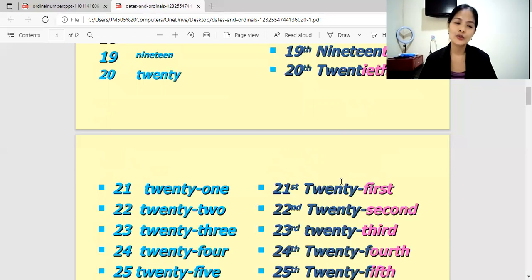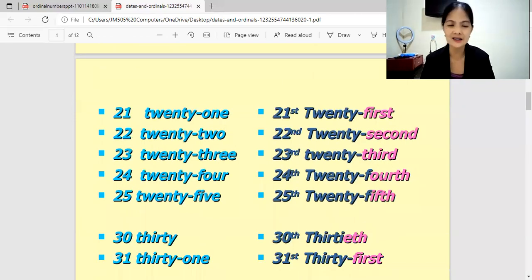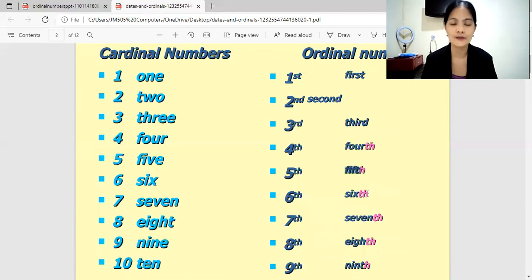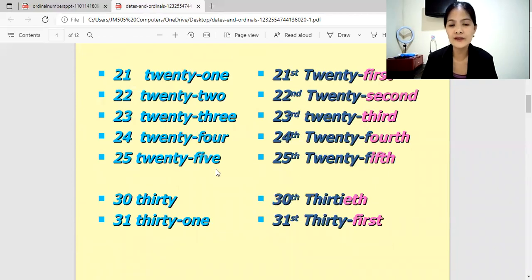21. Look at this. 2 and 1, 21. And then 21st: 20 and then first. 22, 22nd. 23, 23rd. 24, 24th is easy. 25, 25th. See, look at the first, second, third, fourth, fifth, it is the same. You just add 20. Next, 25, 25th.